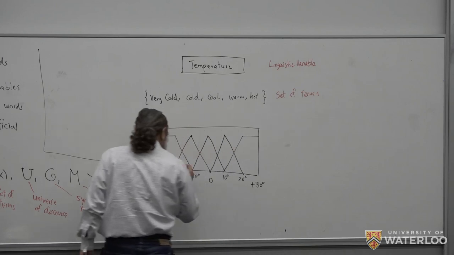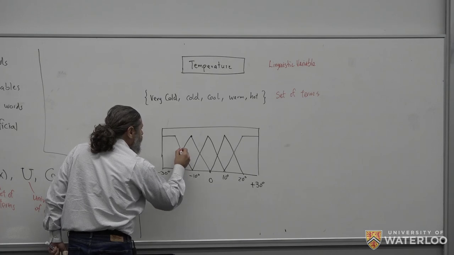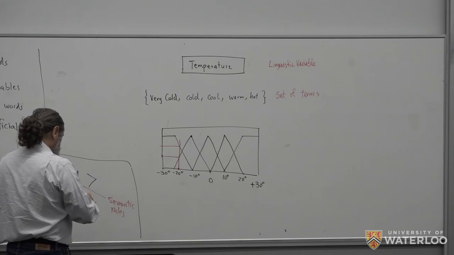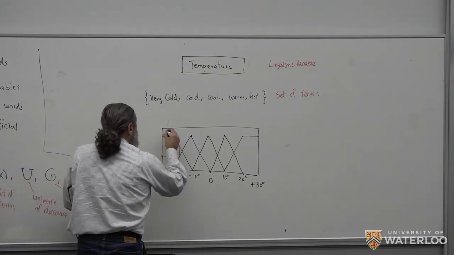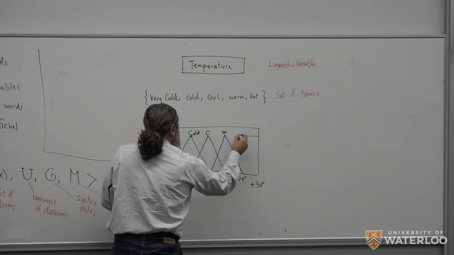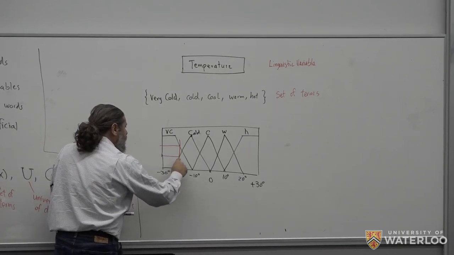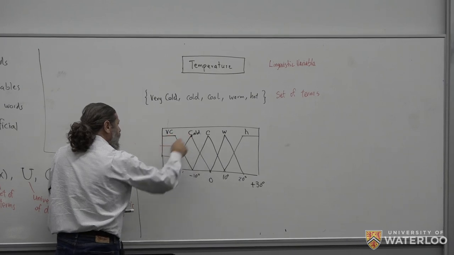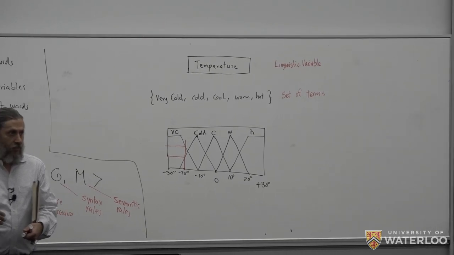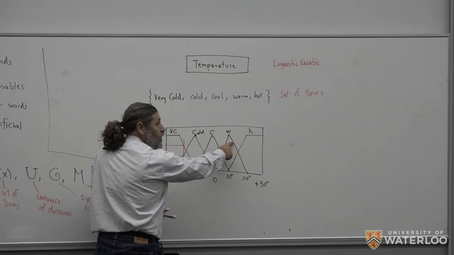So if you measure something, let's say you measure minus whatever, 23. If you measure minus 23, you see, so this is very cold, cold, cool, warm, hot. So if I look at minus 20, I see that minus 20 cuts two sets, very cold and cold, which means minus 20 is regarded very cold and cold at the same time. But minus 20 is not cool anymore, is not warm, is not hot.